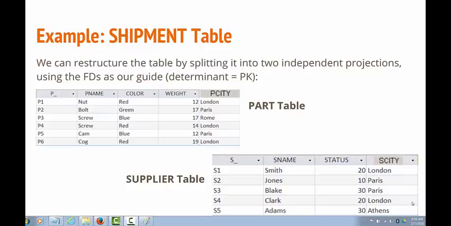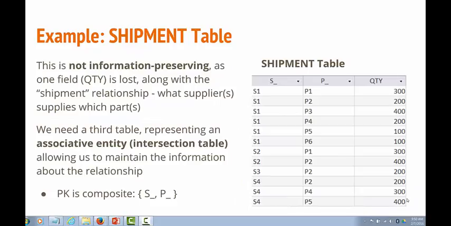The supplier table, we have as its primary key the determinant from our functional dependency, supplier number, or S underscore, and the other fields are derived from the dependents, S name, status, and S city. Each of these tables, again, is a projection from the original shipment table. The design we just created, however, is not information preserving. The parts table and the supplier table were created from the functional dependencies that we encountered, and they represent projections from the original shipment table. However, if that's all we have, information is lost.